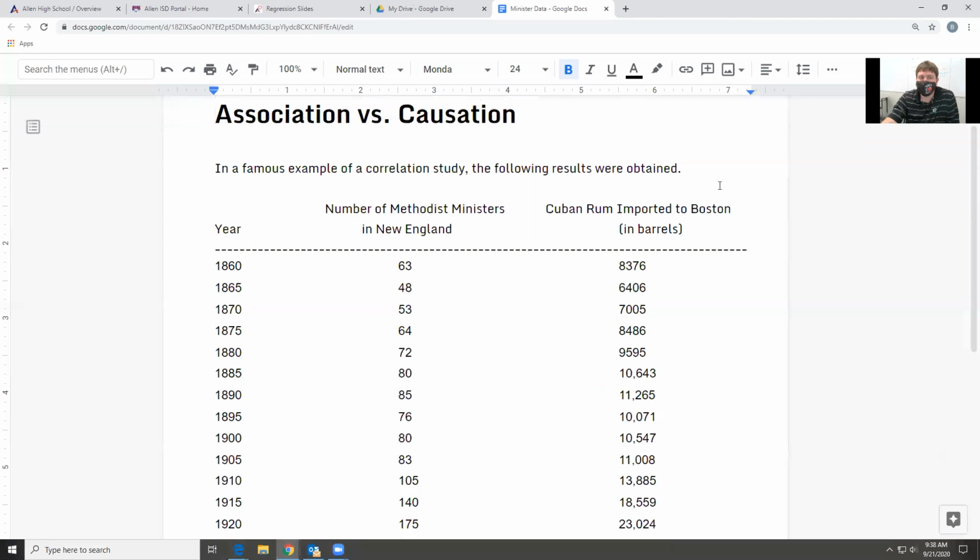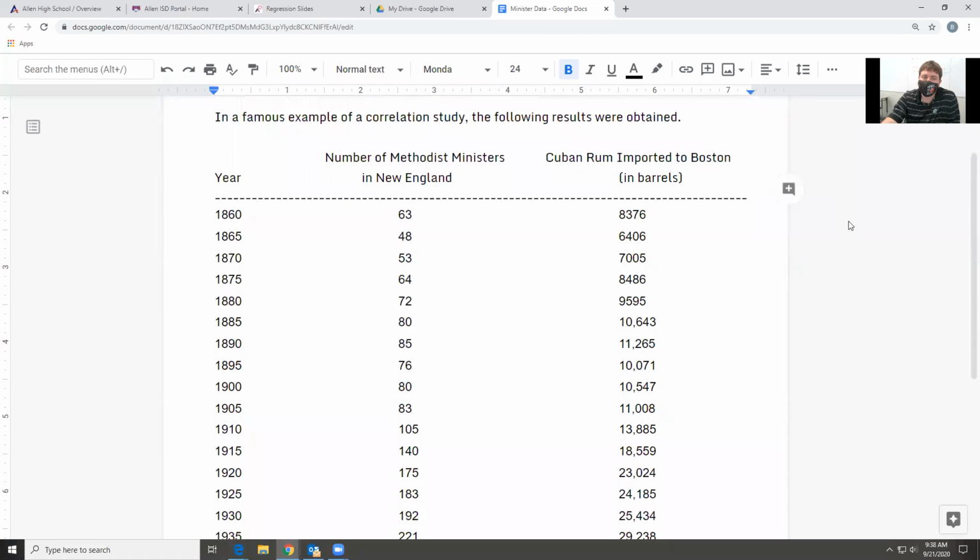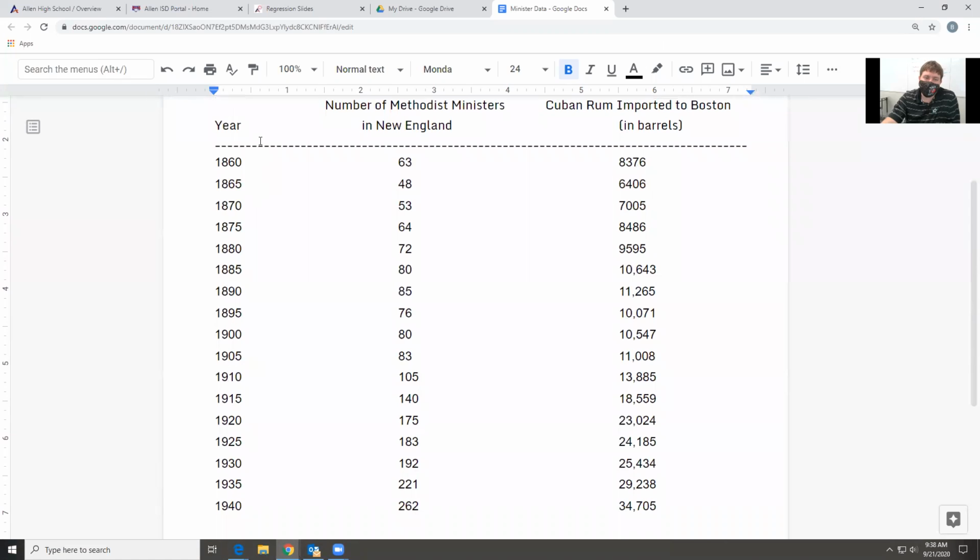Basically, what we have here in front of us is association versus causation. In a famous example of a correlation study, the following results were obtained. Over here is just the years that they found this data. Do not type these into the calculator. Instead, type this as your X values, the number of Methodist ministers in New England, and type this in your calculator as your Y values, the Cuban rum imported barrels into Boston. So what we're looking at is as the Methodist ministers increase, so does the amount of rum people are drinking.